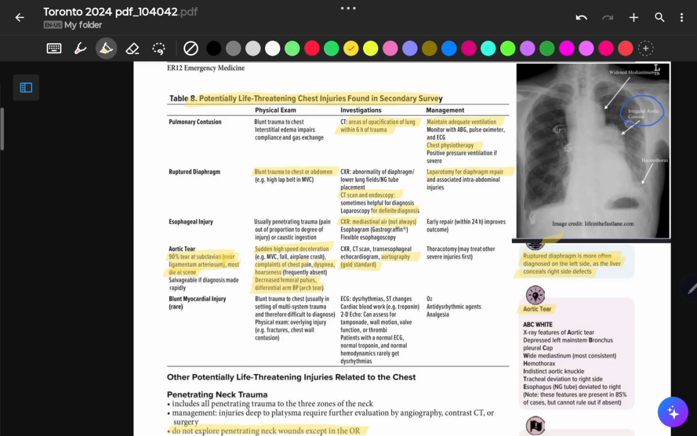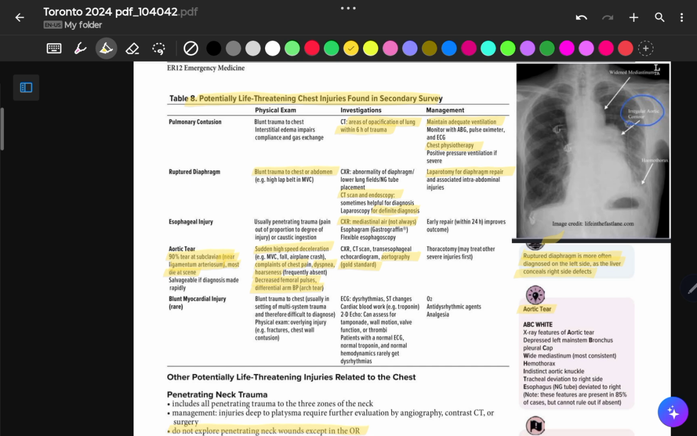So how would you investigate this? You would do a CT scan, and you will see areas of opacification of the lung within 6 hours of trauma. The way you manage this is that you want to maintain adequate ventilation. Make sure you monitor the patient using ABG, arterial blood gas, and ECG. Then later on, once the patient feels much better, you want to do chest physiotherapy, and positive pressure ventilation if severe.